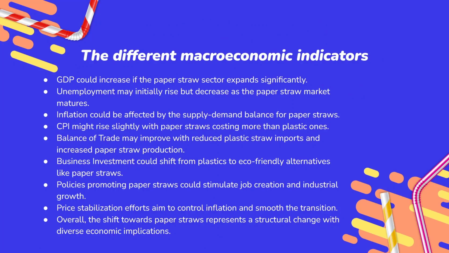There are different macroeconomic indicators. GDP could increase if the paper straw sector expands significantly. Inflation could be affected by the supply-demand balance for paper straws. Balance of trade may improve with reduced plastic straw imports and increased paper straw production. Business investment could shift from plastic to eco-friendly alternatives like paper straws.